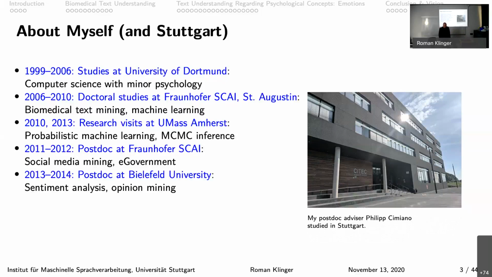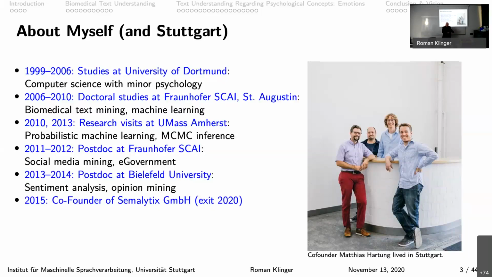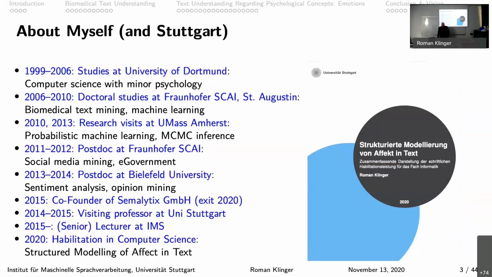Then I went to Bielefeld. Things became even more clear. My postdoc advisor, Philipp Cimiano, actually studied as a minor subject at the IMS in Stuttgart. Then I started a company, and one of the co-founders of the company, the tall guy, Matthias Hartung, actually lived in Stuttgart. So eventually, I needed to come to Stuttgart. Now I'm here for roughly six years. And a couple of months ago, I finished my habilitation, which now leads to this opportunity to give this lecture.